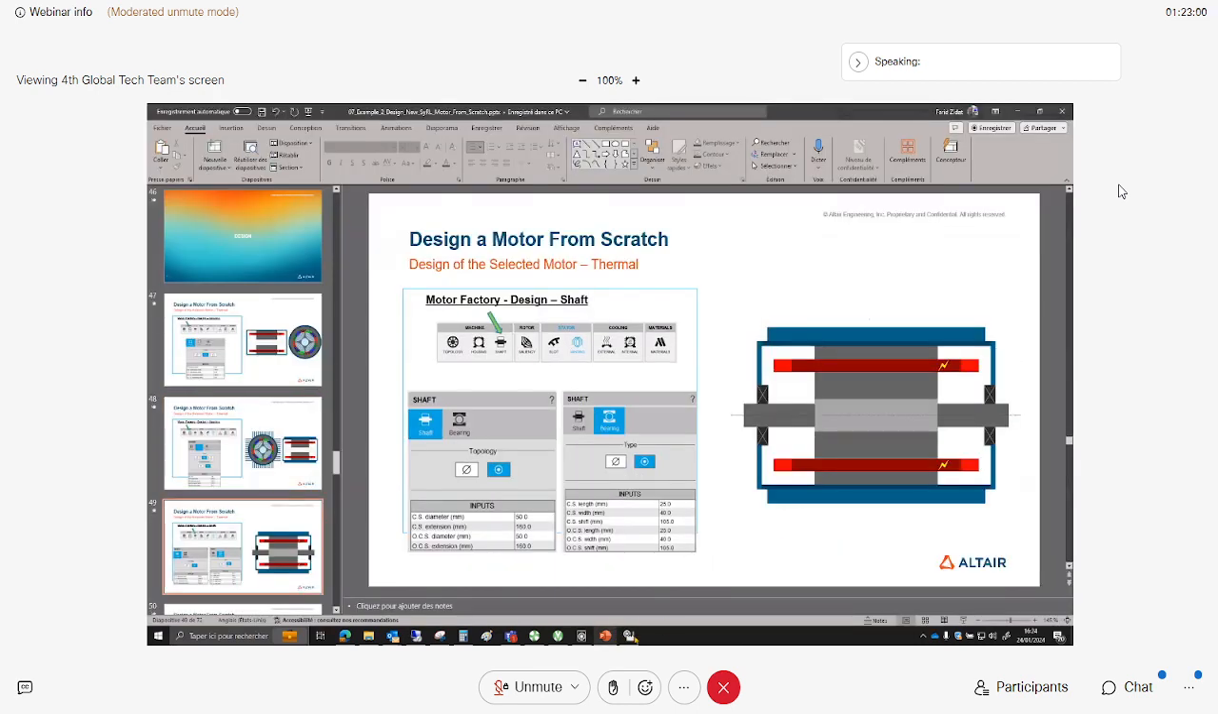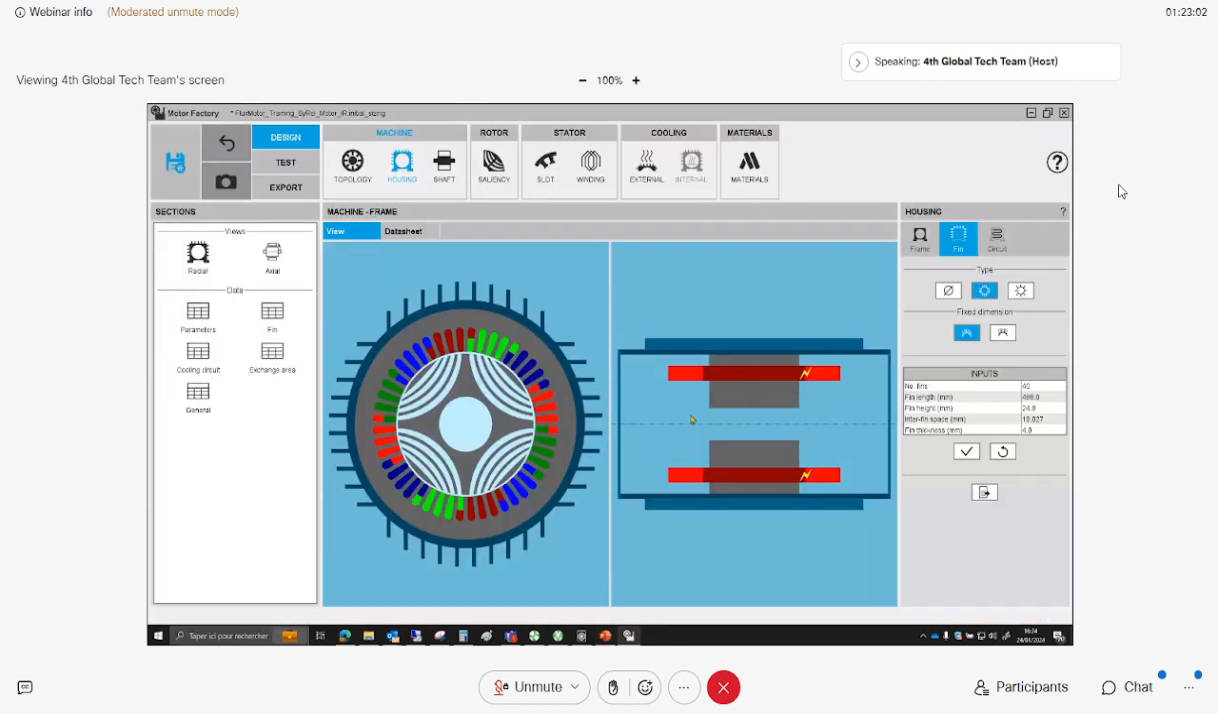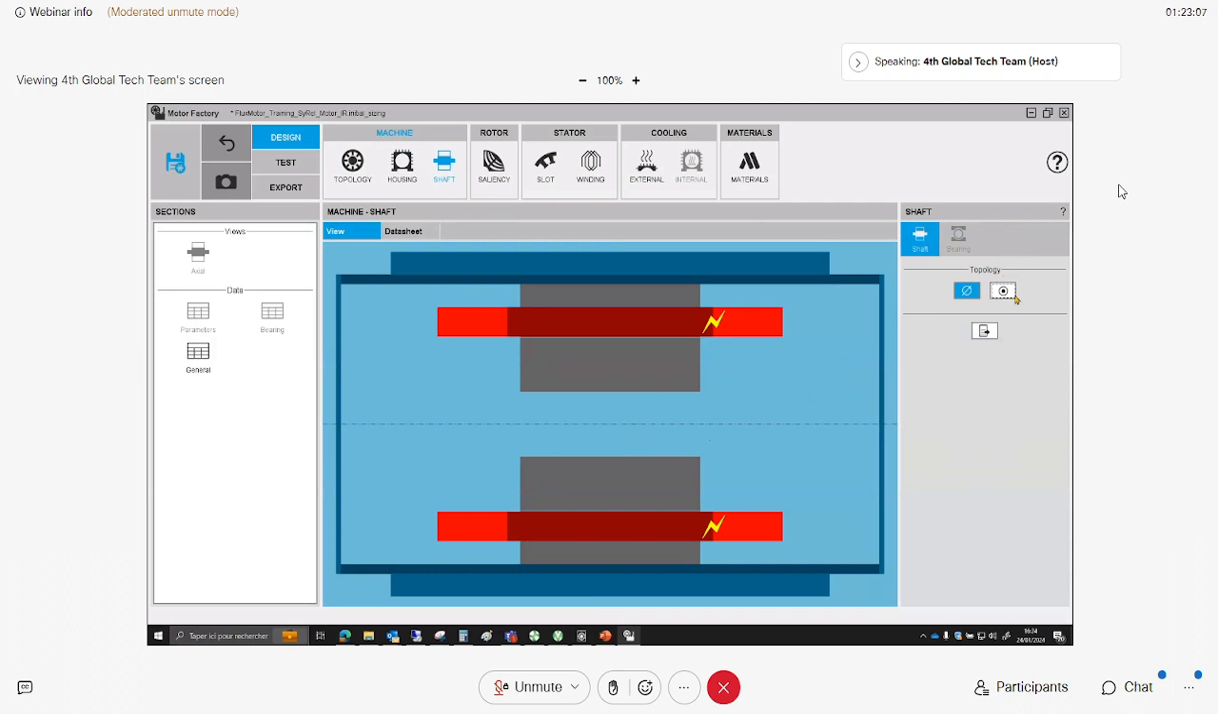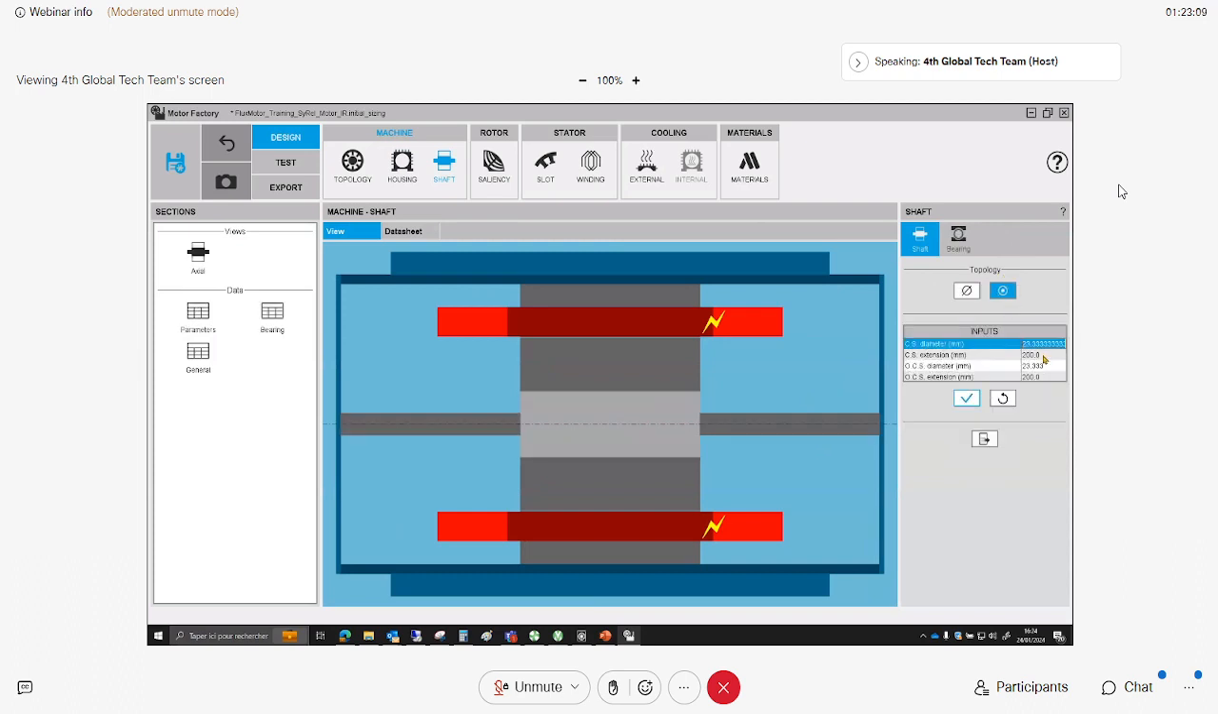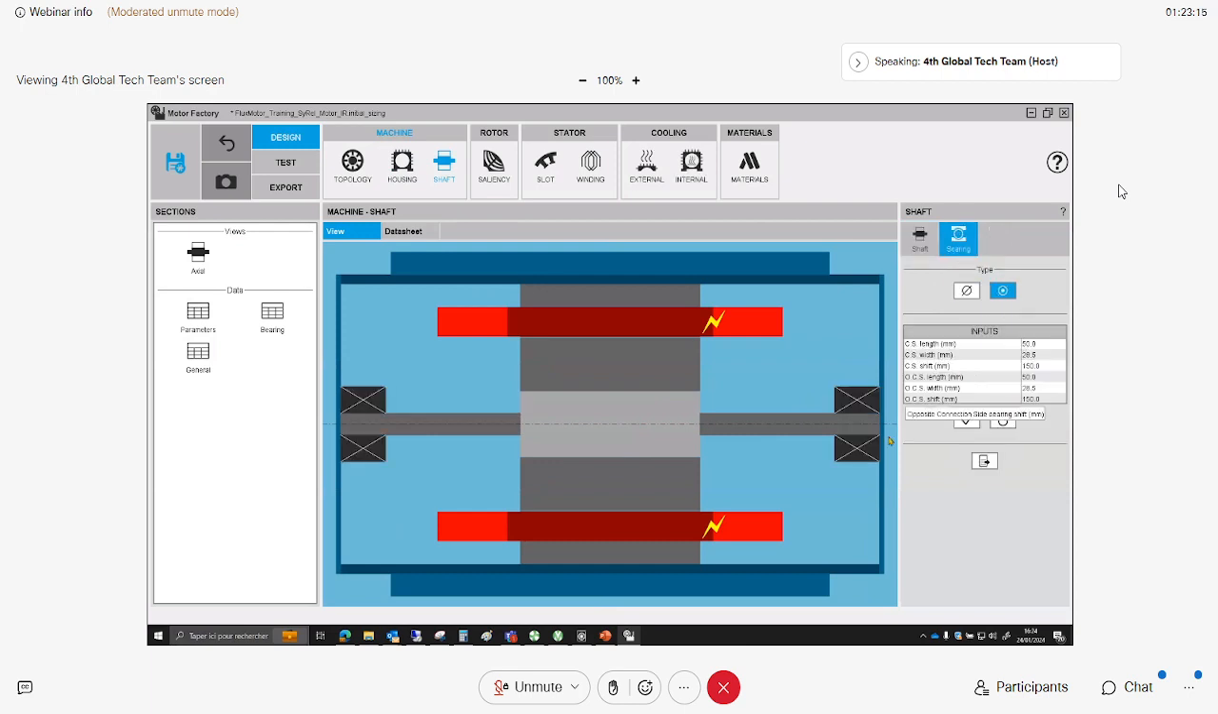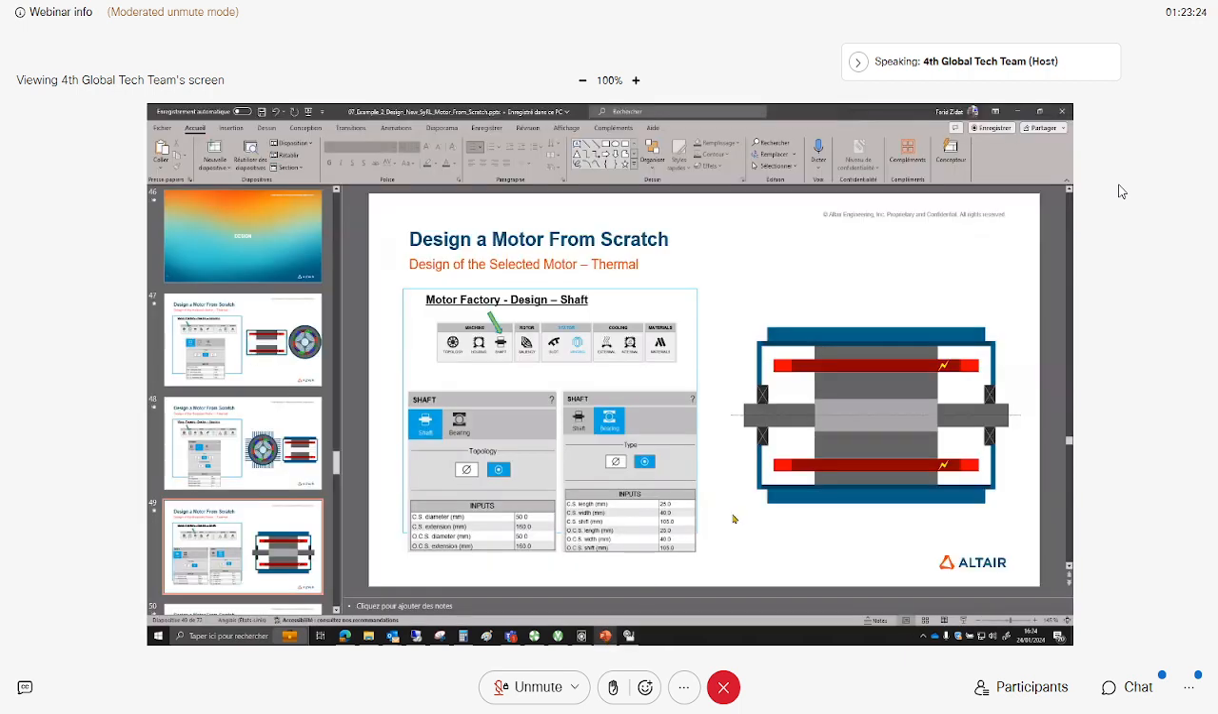Then you have to add the shaft, because from the thermal point of view, there is a thermal conduction axially. And then you have to, of course, make the right dimensions, and then add the bearing. If you have some mechanical losses, this is the location of the mechanical losses. They are located in the bearing. So the shaft and the bearing with these dimensions I selected.